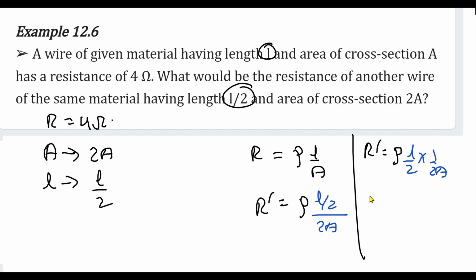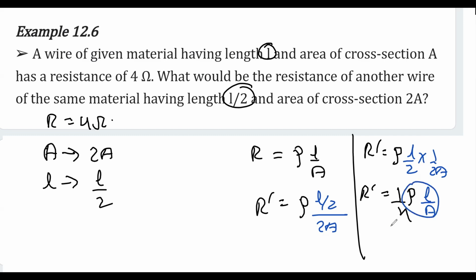And if I write R dash, I can say this is 2 into 2, 4. That is 1 over 4 over here, and rho as it is. This is what we are left with, L over A. So this is L over A.